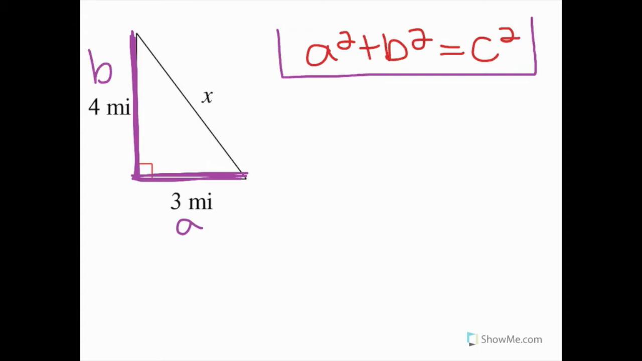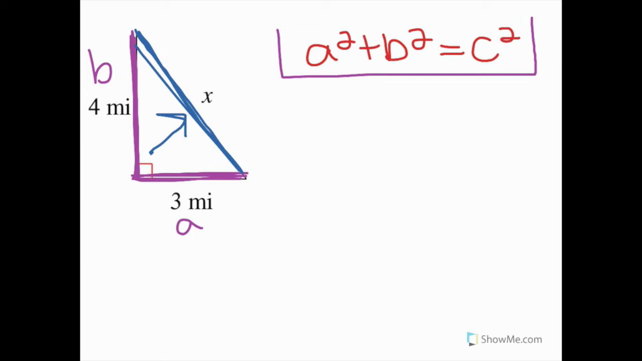X is what's known as the hypotenuse, or C in this case, and that is the side opposite of the right angle. I'm going to highlight the hypotenuse in blue, and notice how it's opposite, or across from the right angle.